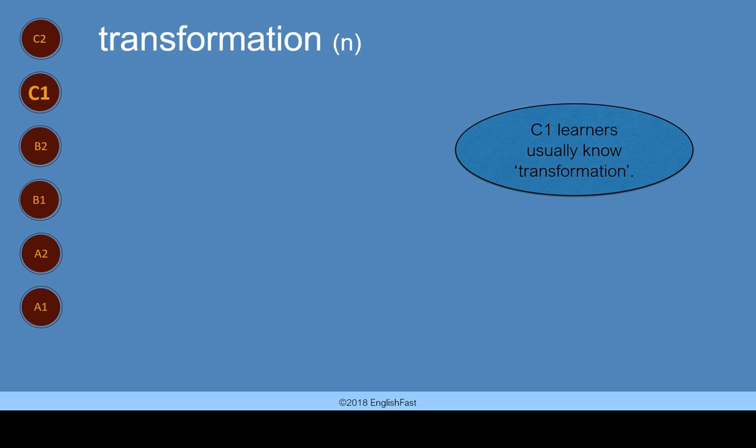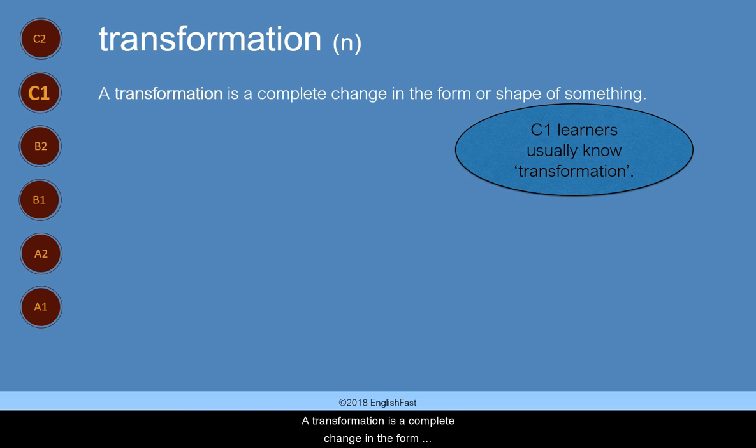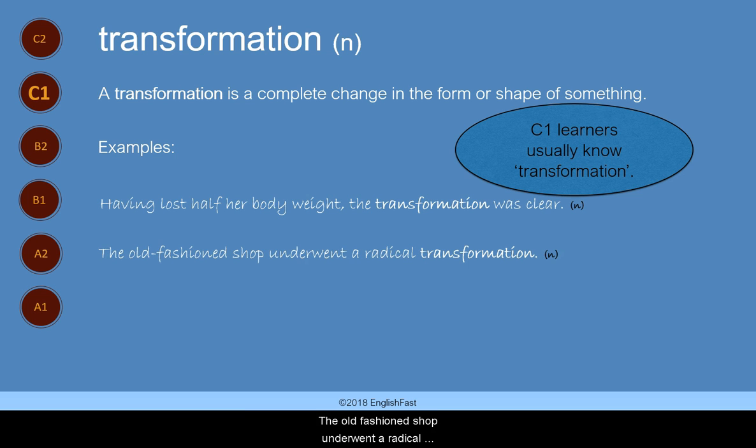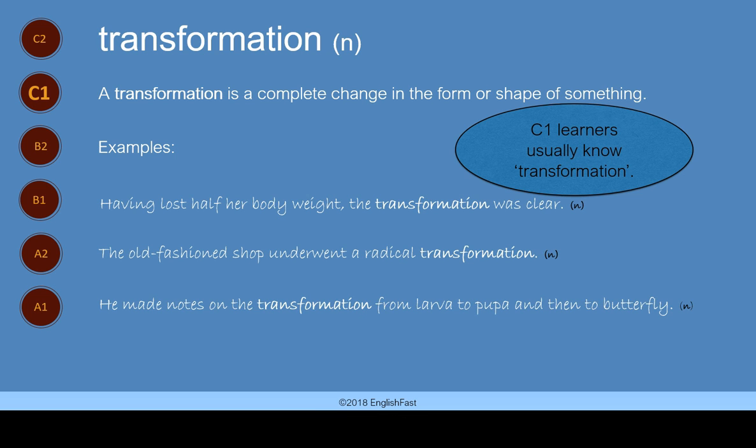Transformation. Transformation is a noun. C1 learners usually know transformation. A transformation is a complete change in the form or shape of something. Here are some examples. Having lost half of her body weight, the transformation was clear. The old-fashioned shop underwent a radical transformation. He made notes on the transformation from larva to pupa and then to butterfly.